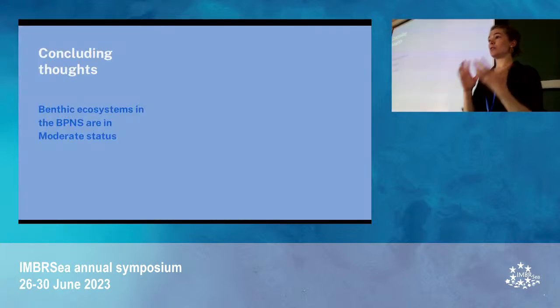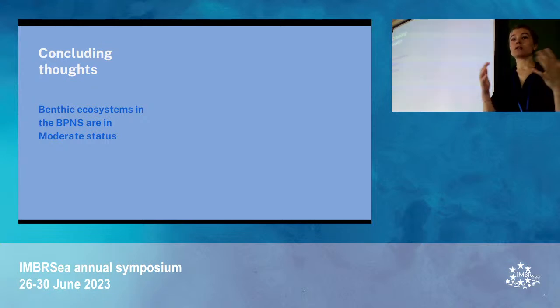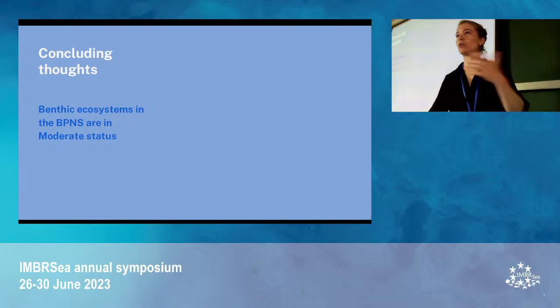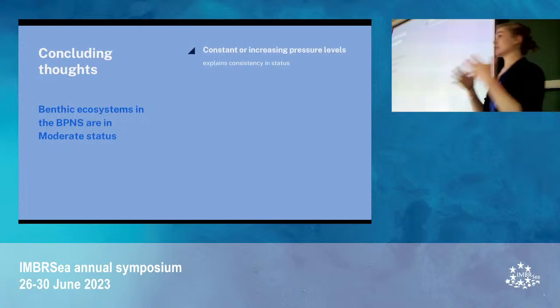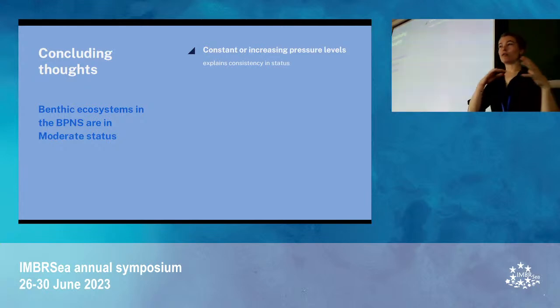So to conclude, the benthic ecosystems in the Belgian part of the North Sea are found to be in moderate status. This is consistent with the opinions of regional experts. And this status has been moderate for the last couple of cycles of the MSFD assessment. And it's consistent with the level of human pressures on this environment as well, which has remained constant, if not slightly increasing over time. So constant level of pressure, constant condition of the habitat.